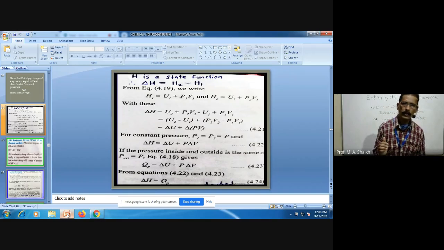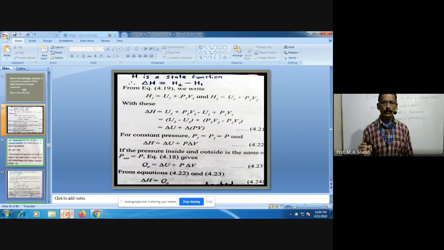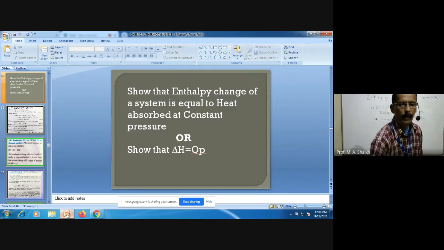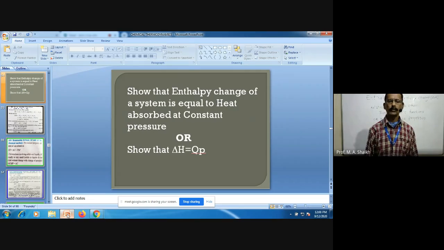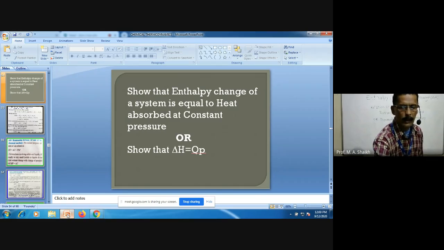This is the short answer question for 2 marks. So what will be the question? Question will be: show that enthalpy change of a system is equal to heat absorbed at constant pressure, or sometimes the question may be only: show that delta H is equal to QP. That time you have to write this answer.